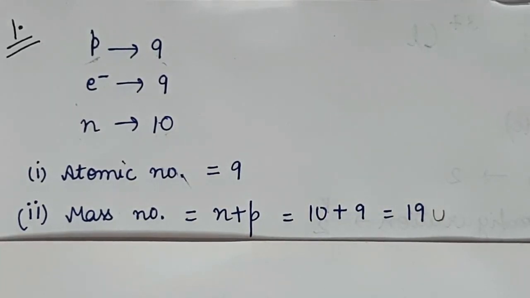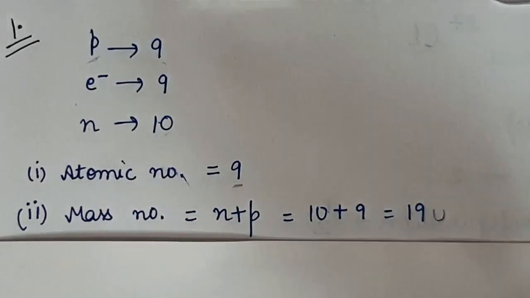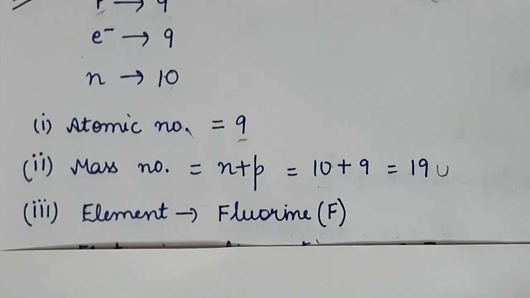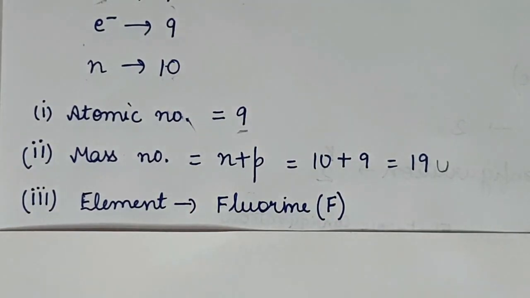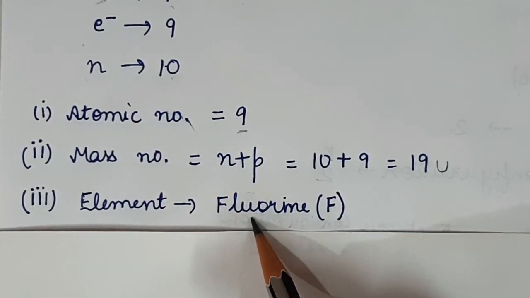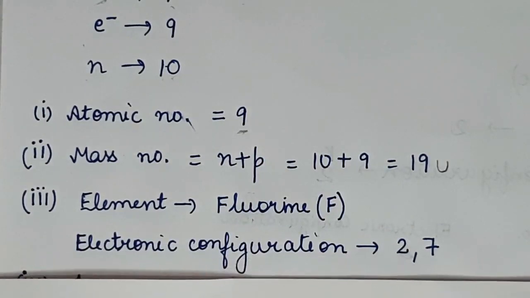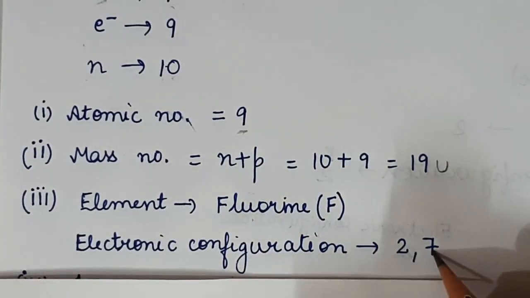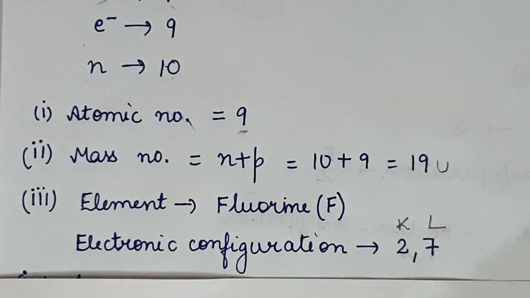Third is, name the element and give its electronic configuration. You know that atomic number is 9. So with atomic number 9, the element is fluorine. The symbol is capital F. Now you have to write the electronic configuration of this fluorine. What is the atomic number? 9. So what will be the electronic configuration? 2, 7. 2 in the K shell, 7 in the L shell.